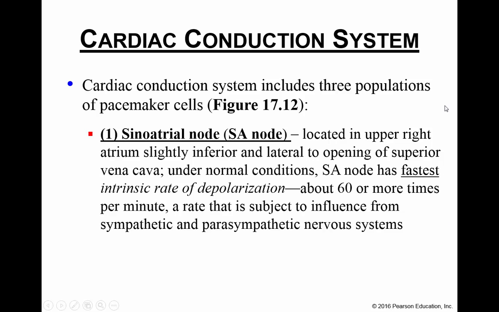Now there's three populations of pacemaker cells that make up this cardiac conduction system. The first is the sinoatrial node, or for short we call it SA node. And it's in the upper right atrium, and it's inferior and lateral to the opening of the superior vena cava. And normally, the SA node is going to depolarize faster, about 60 or more times a minute. And this is going to be influenced by whether it's parasympathetic or sympathetic nervous system stimulation.